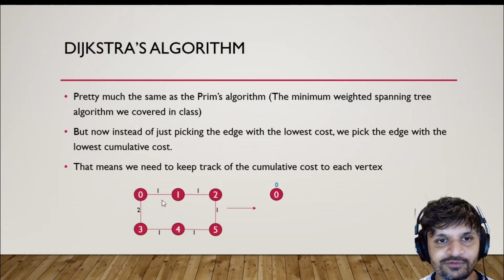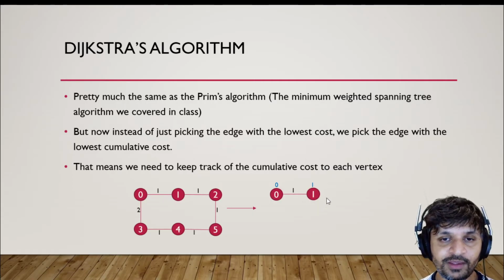So for this step, it's similar to the minimum weighted spanning tree algorithm, and we're going to pick this edge, which costs us 1. But now what we do is we say, well, look, the cost of getting to this vertex is now 1 because I had to take this edge. Okay, then the next thing we do is we're picking what's the cheapest edge to pick next. Now the cost of this edge 1, 2 is 1, but it cost us 1 to get to the start of the edge. So now the cost of this is 2.